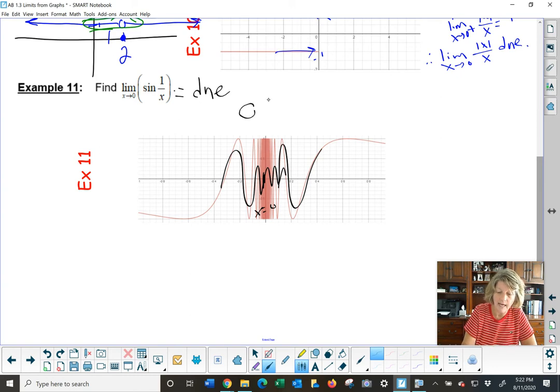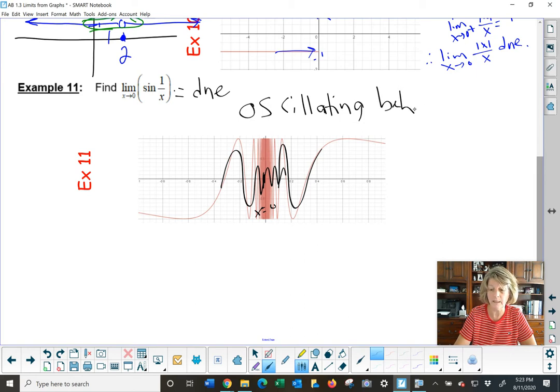It would be because it has oscillating behavior, and we will discuss when limits don't exist, and you're going to see oscillating behavior be one of those reasons why limits fail to exist. Sorry, my pen's not picking up everything I'm writing. That says behaviors. So oscillating behavior would be the reason for our DNE.